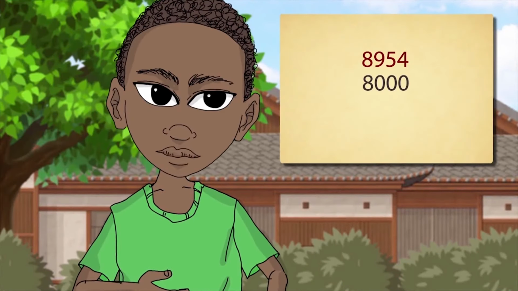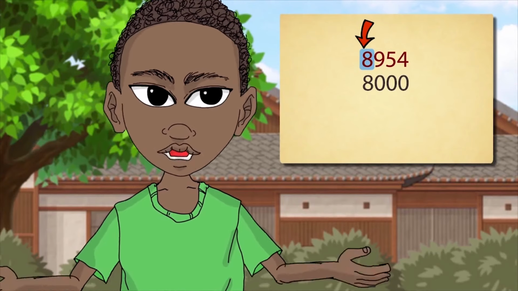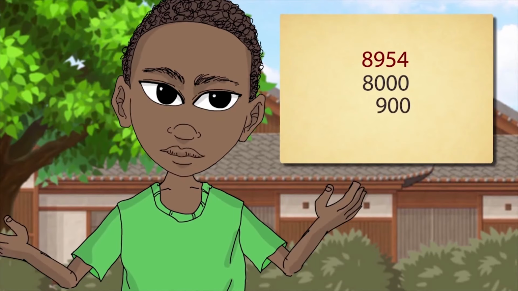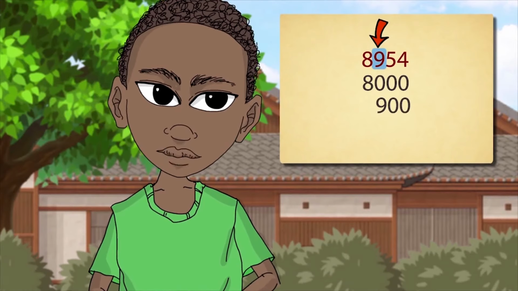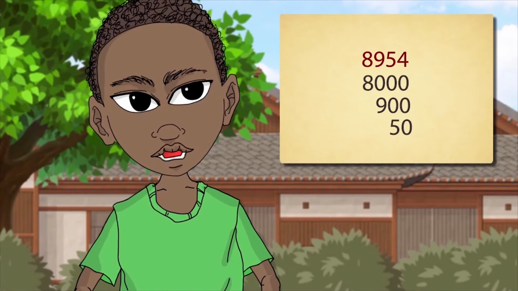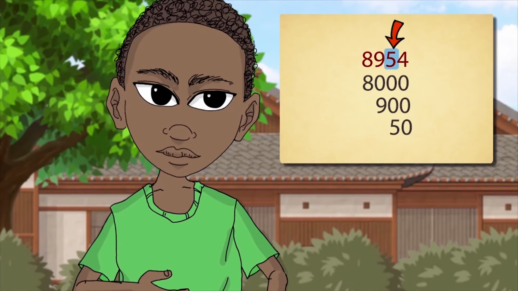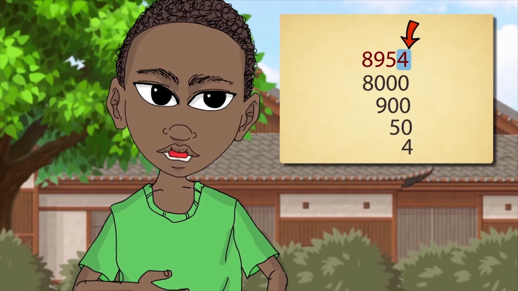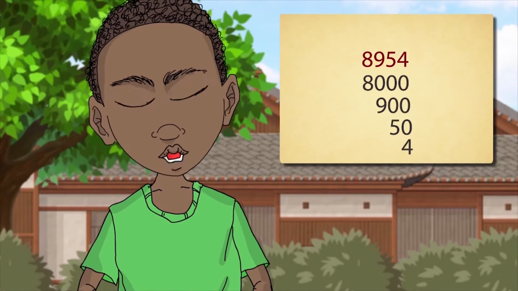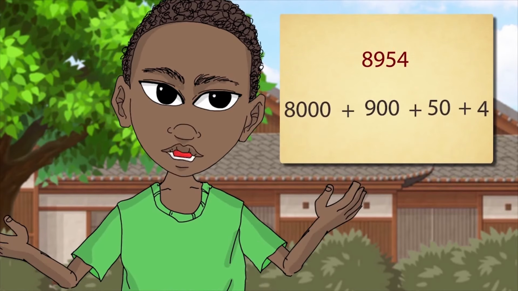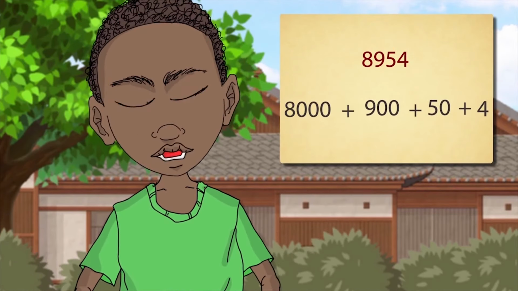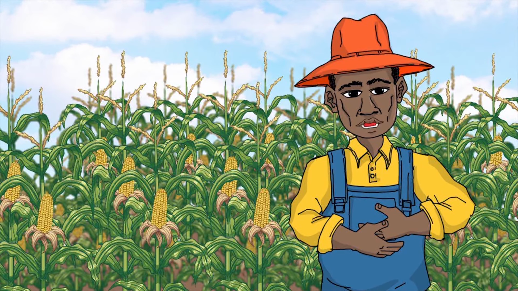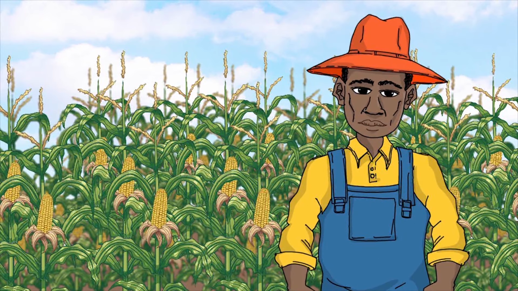8,000 because 8 is in the 1,000 place. 900 because 9 is in the hundreds place. 50 because 5 is in the tens place. And 4 because it's in the ones place. So the expanded form will be 8,000 plus 900 plus 50 plus 4. That's correct. I see you have now gotten the hang of it.